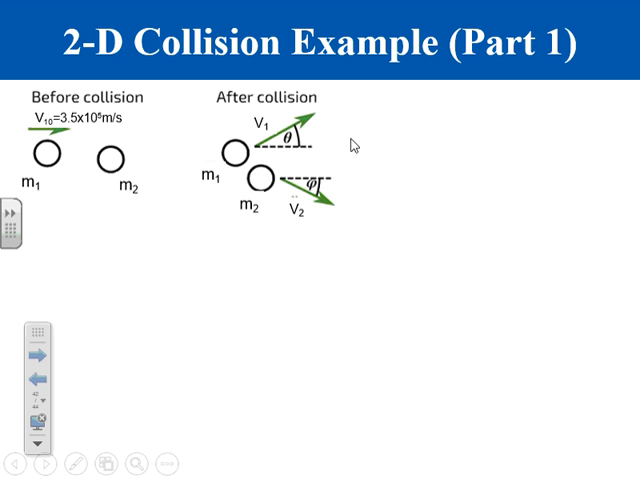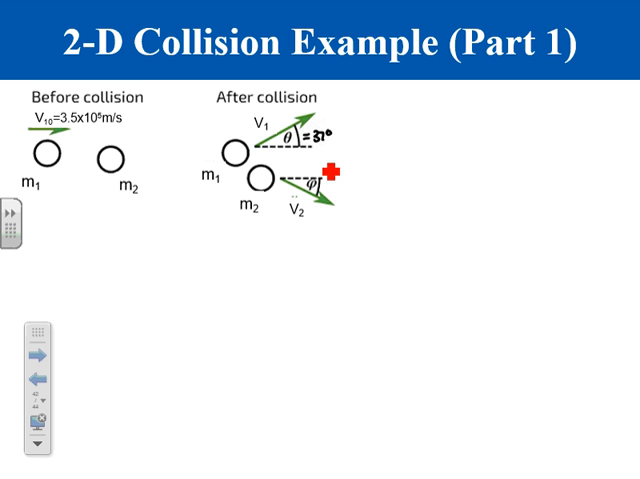All right. So our goal in this problem is to calculate a few things. We want to calculate the speeds, v1 and v2, that they bounce off with. And we are also given in this problem that theta is equal to 37 degrees. So we also want to calculate the angle psi that mass 2 bounces off at.